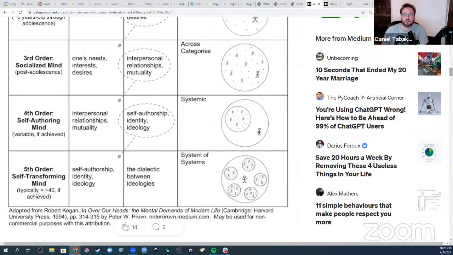I'm not going to get into that. So right now, 5 includes enlightenment. 5 and up is enlightenment. No, I said enlightenment. Kegan doesn't say that. No, Kegan doesn't say that.